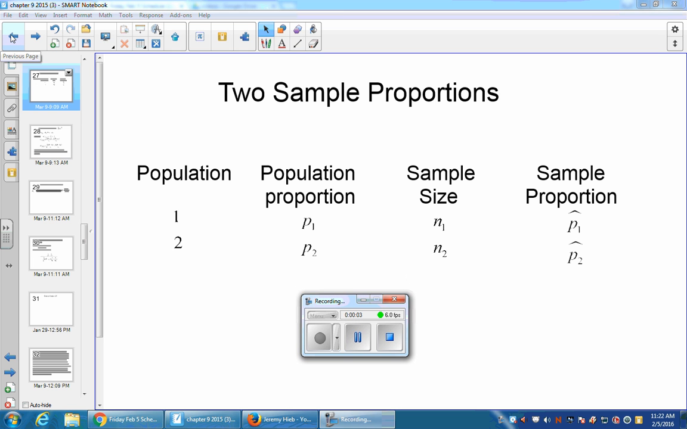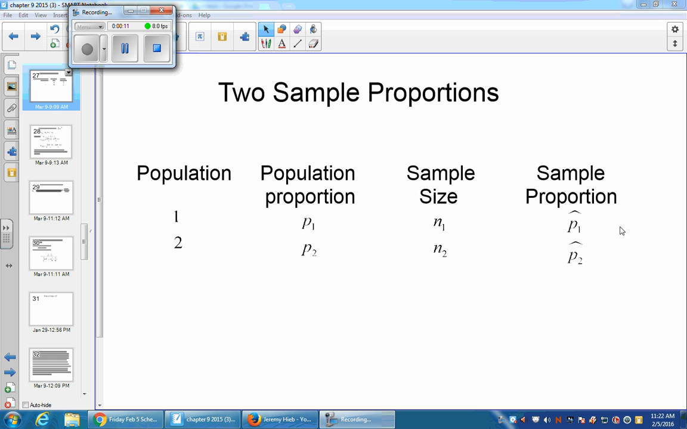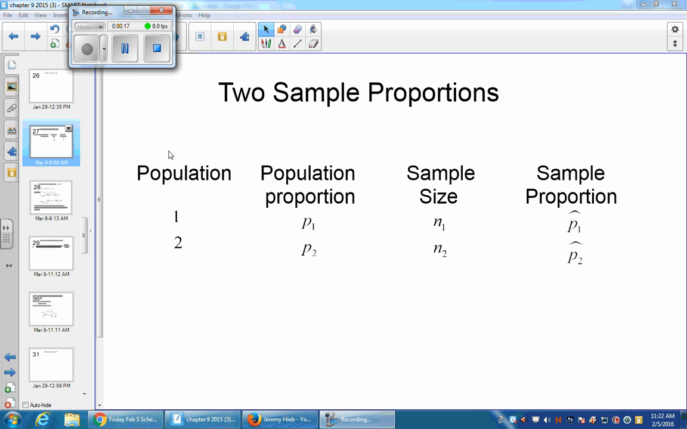Hello. Now we're going to look at two proportion tests. So if we have two proportions, we have two different sets of proportions, sample sizes, and sample proportions, which is our p hats. So now we'll use those to talk about what happens when we take the difference of proportions.